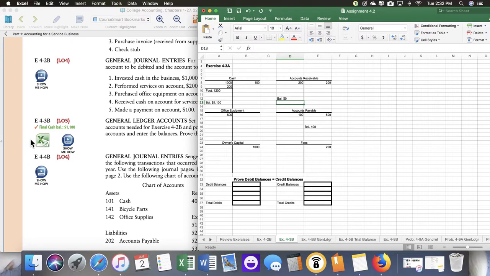If you look over in the textbook, it has a check mark and a final cash balance, $1,100. These are essentially check figures that the book gives you to make sure that you have the correct amounts.